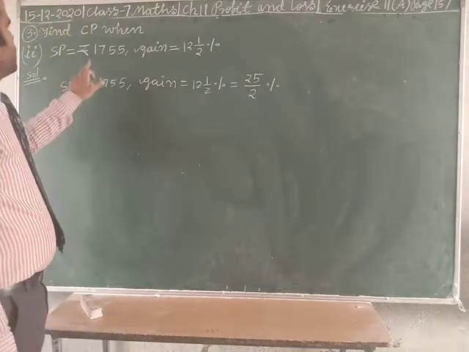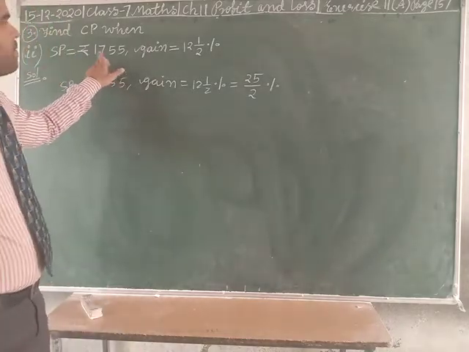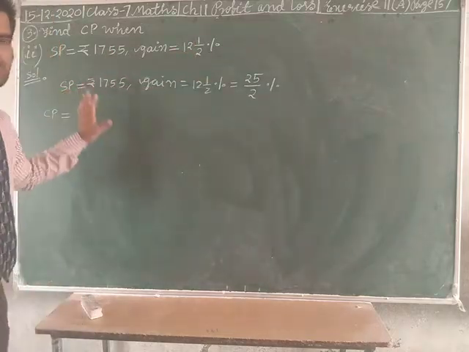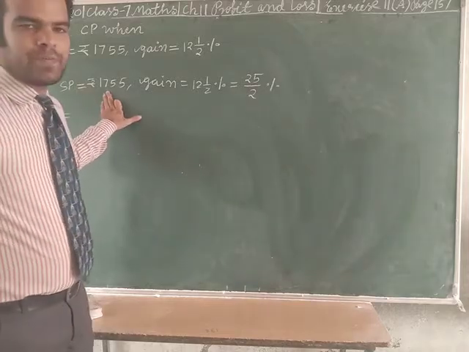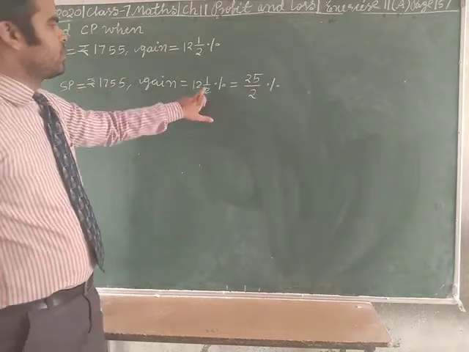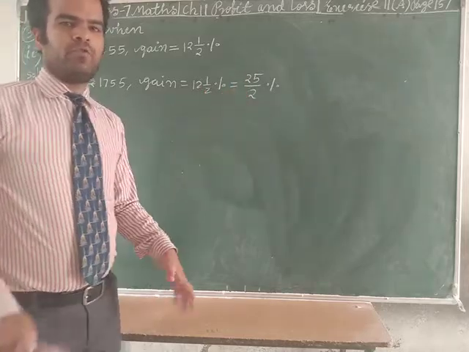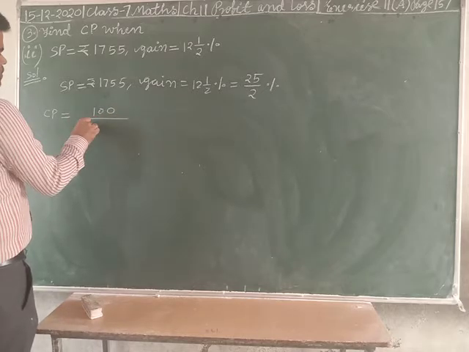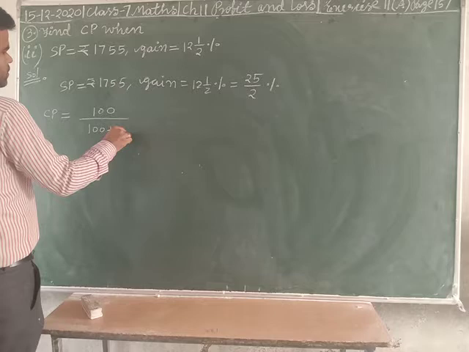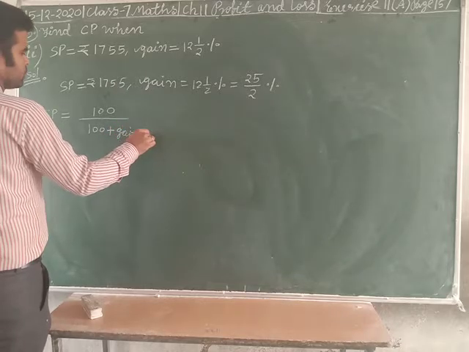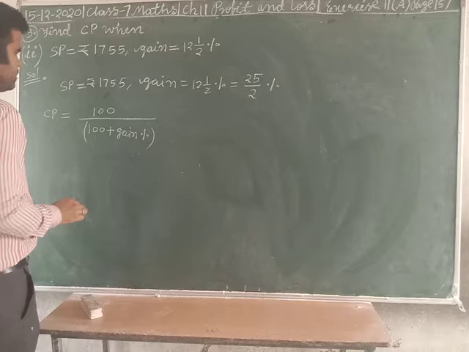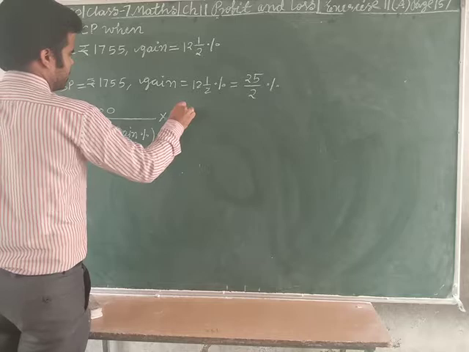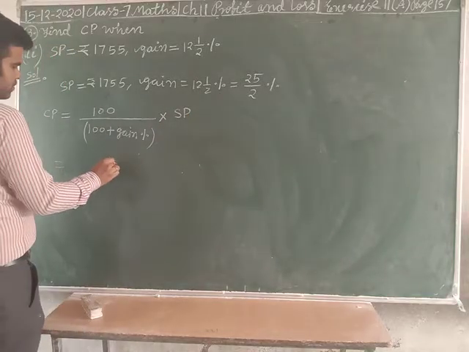SP is equal to rupees 1755 and gain is equal to 12 integer 1 upon 5, that is 12.2%... So I write the first step same as the question. SP is equal to rupees 1755 and gain is equal to 12 integer 1 upon 2%, which is equal to 25 upon 2%. Now students, we write CP is equal to 100 upon 100 plus gain percent into SP.